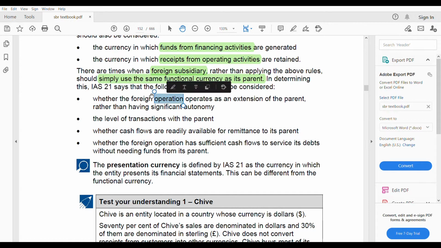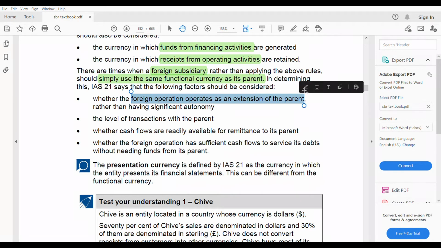Okay, so if the foreign operation is an extension of the parent rather than having significant autonomy, that means the foreign operation does not have any autonomy, any freedom. It is the parent's extension. The parent is the one who's controlling. They have the autonomy over the foreign subsidiary. In that case, the foreign subsidiary is no different from the parent. They have to use the same functional currency as the parent.